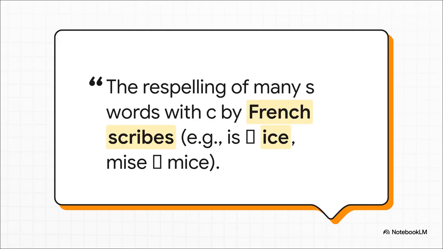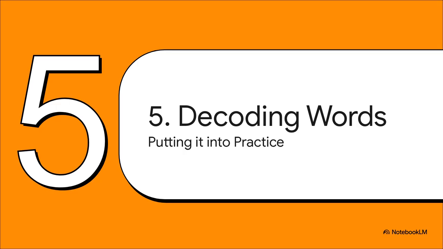And here's the crazy part. This is exactly how it happened. These French scribes took Old English words that were pronounced with an S sound, like the word "is," and they just respelled them with a C to get "ice." They did the same thing with the word "mis" to get "mice," and that's where our soft C rule was born. And it just stuck. Okay, so history lesson over.